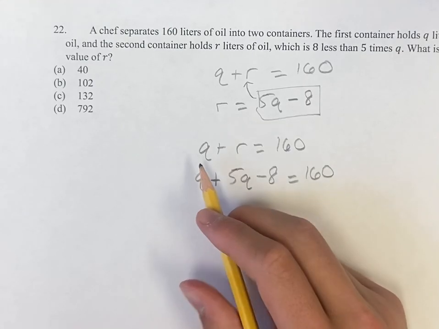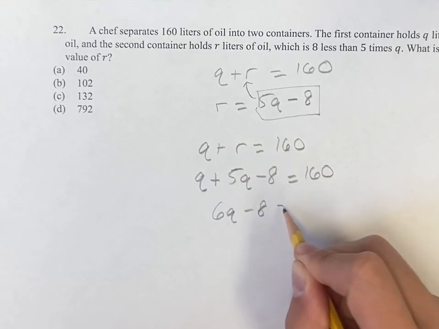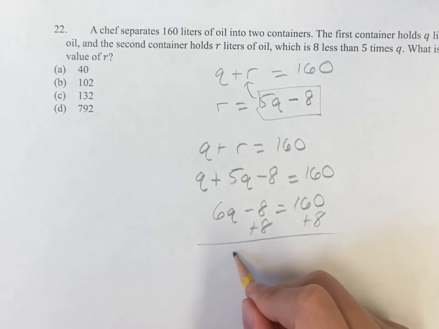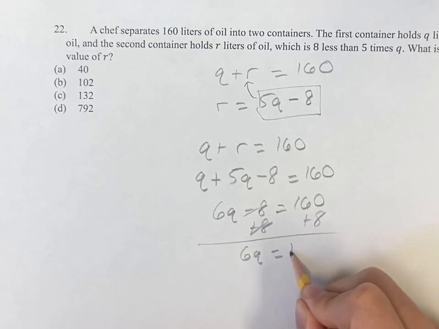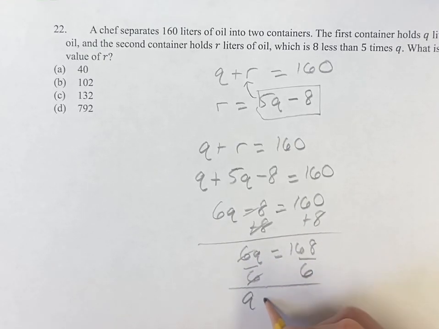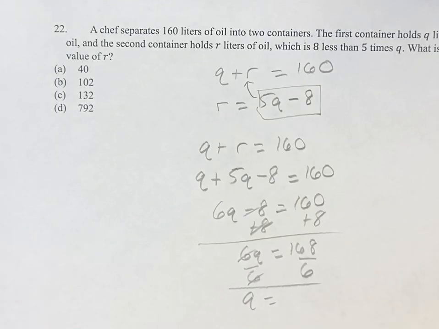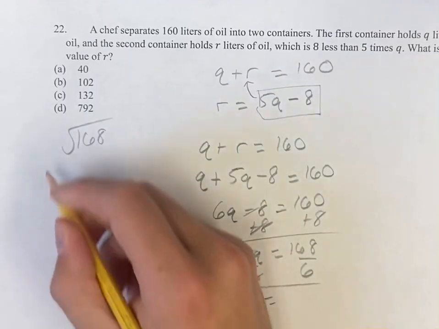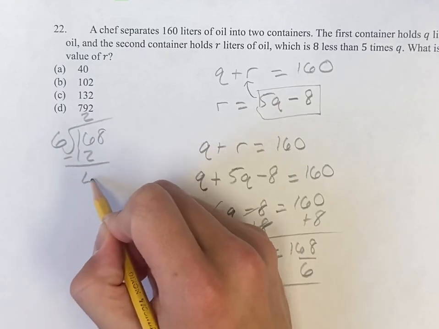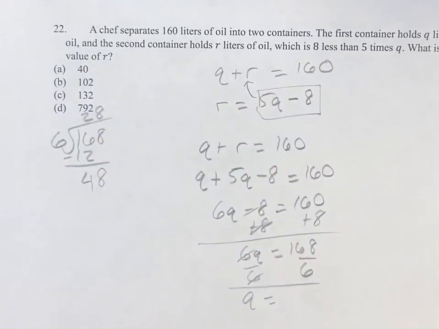6Q, since we have Q plus 5Q, minus 8 is 160, plus 8, plus 8. These cancel, we're left with 6Q on one side, 168 on the other side. Getting Q on its own by dividing by 6, we get Q is equal to 168 divided by 6, which is, I can just do that out right here, don't have it off the top of my head. 6 into 16 twice, leaves us 12, remainder of 4, drop down the 8, 6 into 8, 8 times, so we're left with 28.